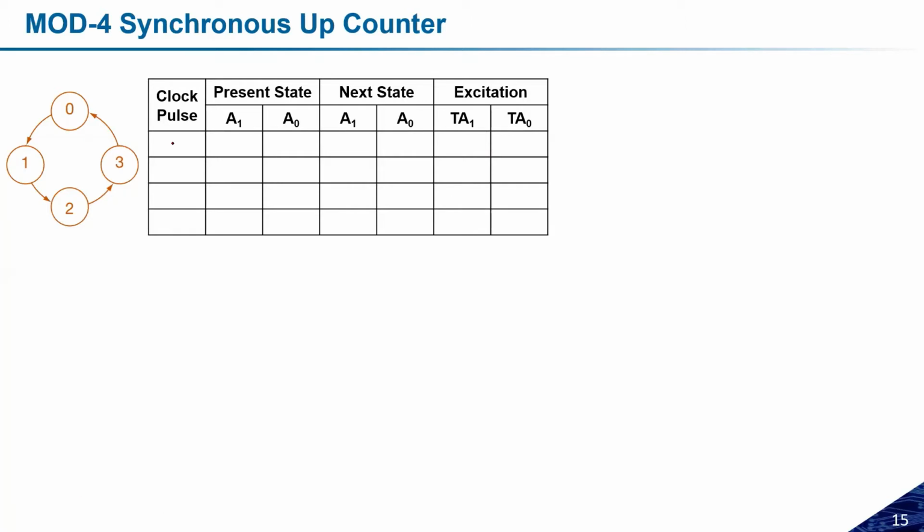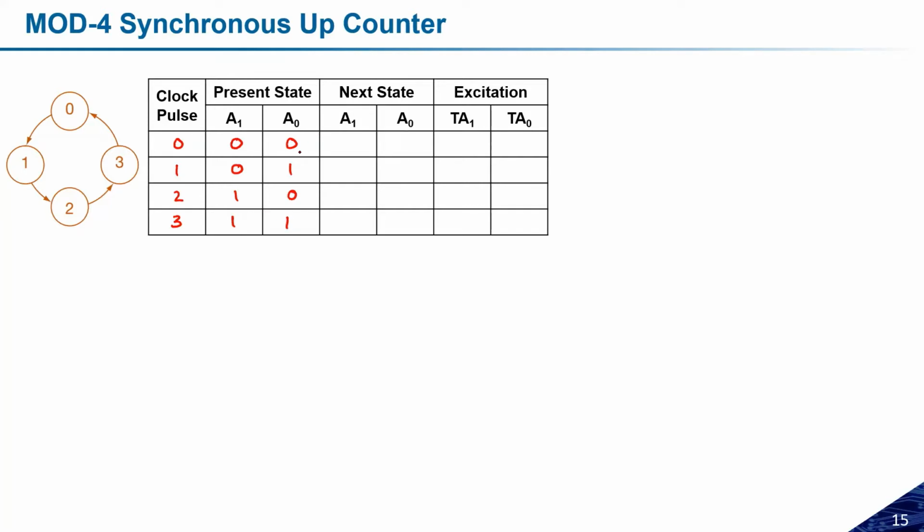Okay, how it will look like. The total number of pulses, because it is the up counter, will start from 0, then 1, then 2, and then 3. So these all are the clock pulses. Now the present state, if I try to write in binary, will be 00, 01, 10, and 11. So these all are the sequences.